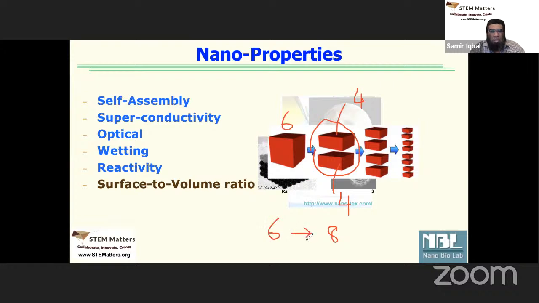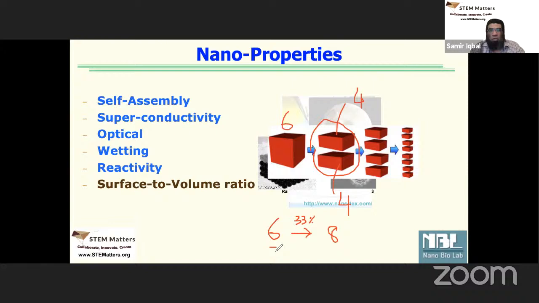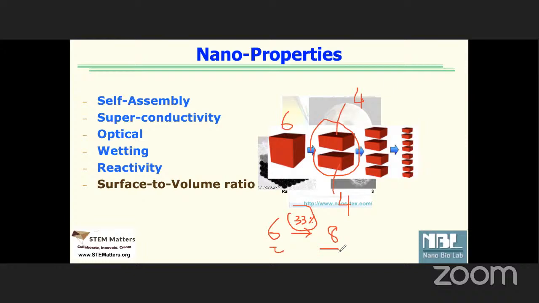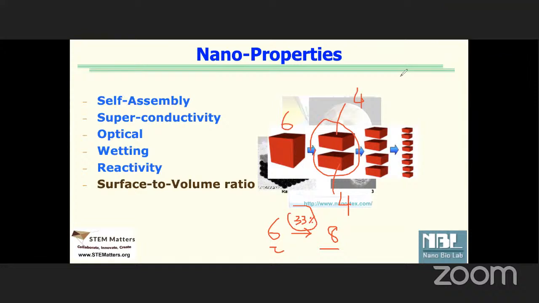Do you see what I'm saying? In numbers, just by making it half, it has gone up by 33%. 6 plus 2, 1/3 is a 33% increase. And you keep on chopping it smaller and smaller. For the same volume, surface area keeps going up and up. Are you with me on this?